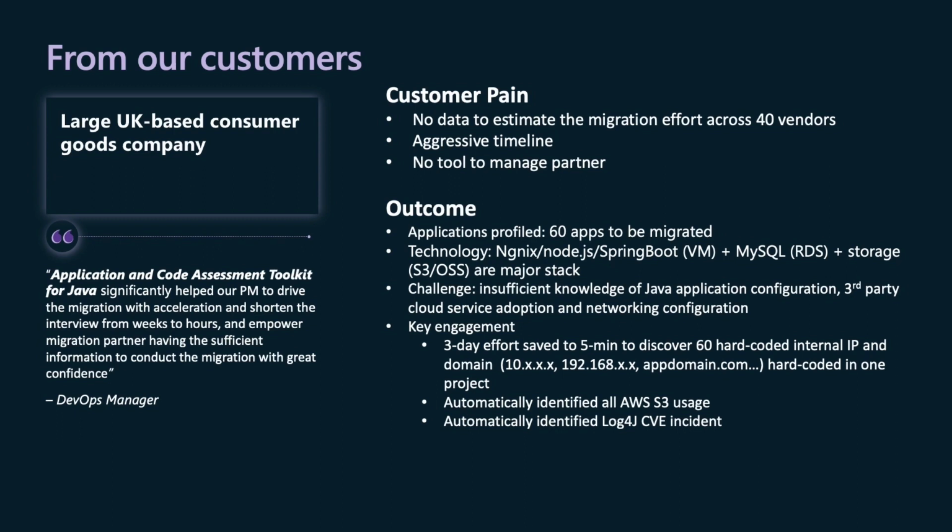This other customer had a series of different applications, mostly Spring Boot with a MySQL database and S3 on AWS. Again, a 3-day effort was cut to 5 minutes, and they found 60 instances of IP addresses hard-coded in their source code. Why is a hard-coded IP address bad? Because when you move that to the cloud, the application may not have access to that IP address. The connectivity may not be there because it's on a different network. So you have to make sure you can configure the routes from your application to your server.